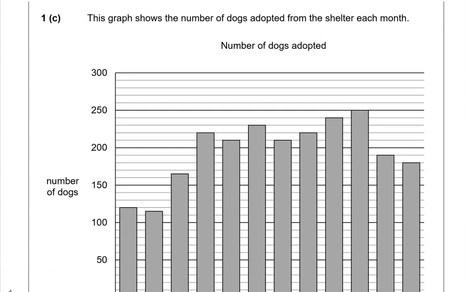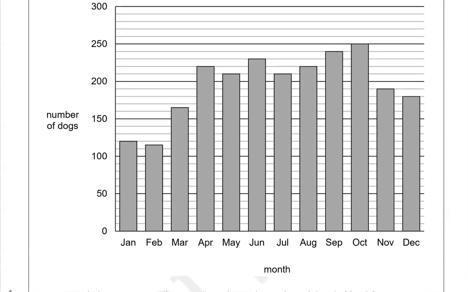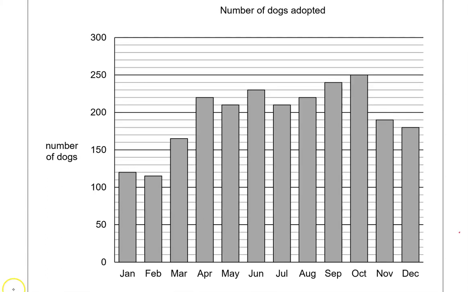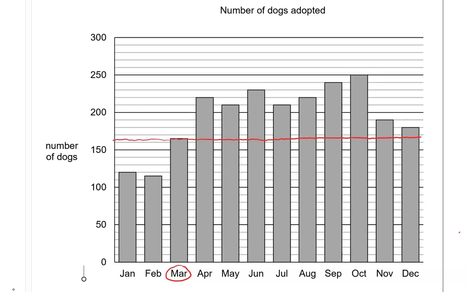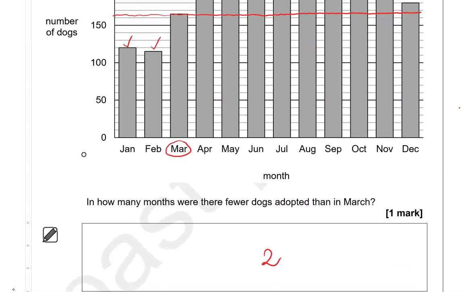This graph shows the number of dogs adopted from the shelter each month. In how many months were there fewer dogs adopted than in March? Okay, so here we have March, and if I just draw a line like this to help me decide, only 2 months are under that, so January and February. Question is how many months? And we're just going to say 2.